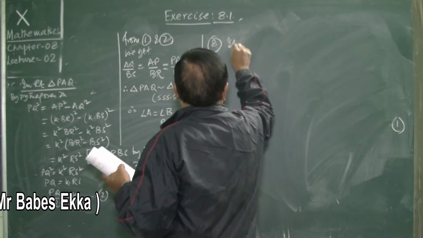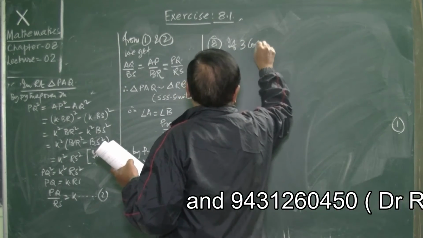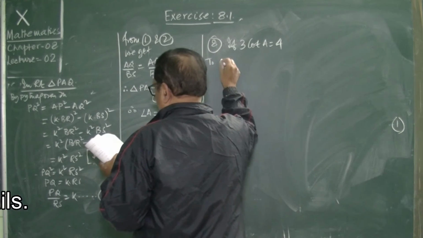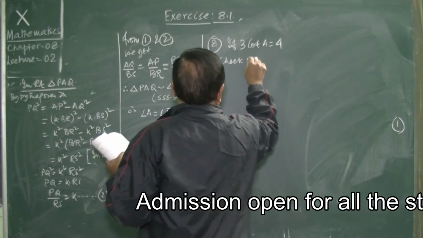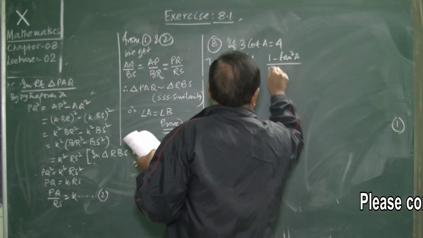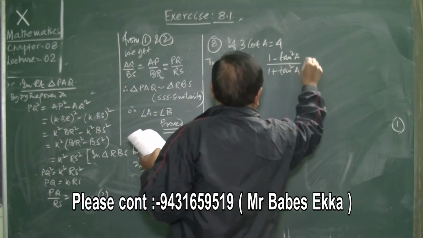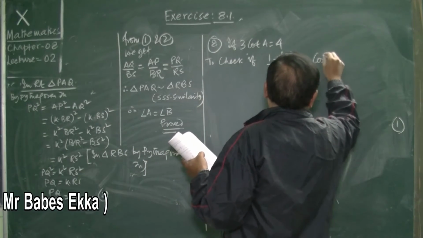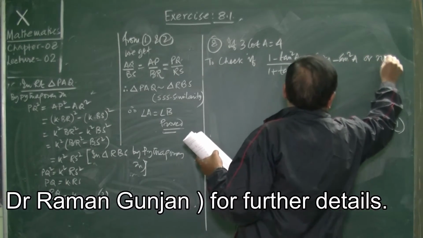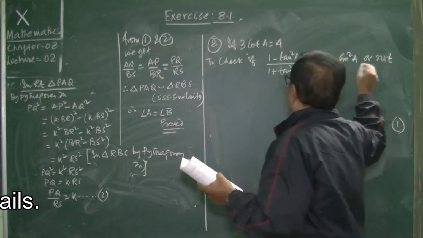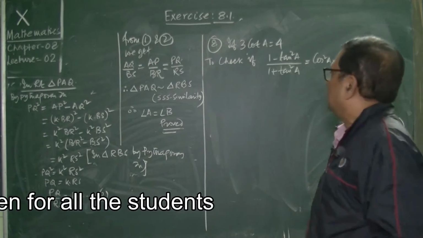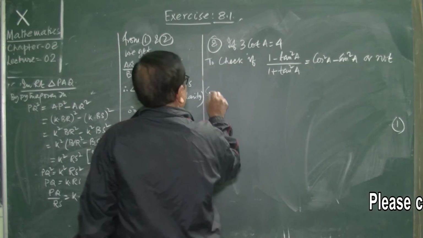It says, if 3 cot A is equal to 4, check if (1 minus tan square A) by (1 plus tan square A) is equal to cos square A minus sine square A or not. We have to see whether LHS is equal to RHS or not. We are given only one fact, that is 3 cot A is equal to 4. Now, solution.